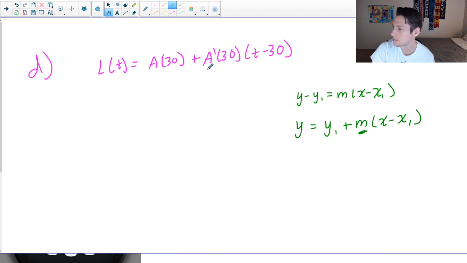Right, m is the slope at 30. y1, right, so here's the y value. How do we get the y value? Well, it comes from if we plug in this x value. So if we plug in 30 to a, that would give us that y value. Right, that's all linear approximation is. It's just the point slope form. Okay, you just got to rearrange it. Manipulate it.